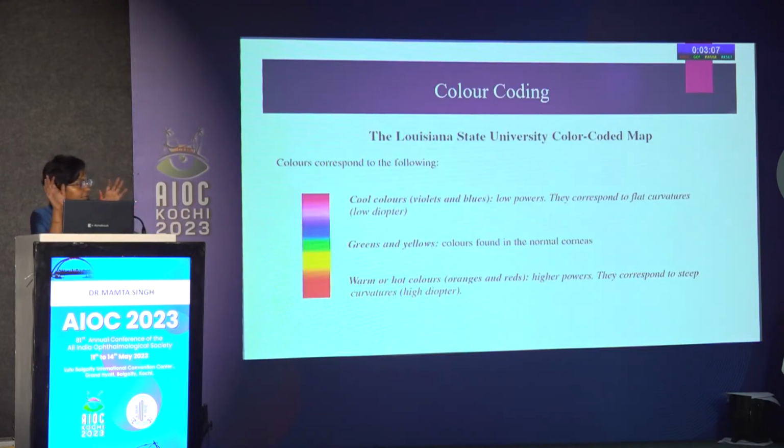Then if we shift towards the right side of the map, we have this color-coded map. This color coding is based on Louisiana State University color coding, which says that the cool colors, the violets and blue, represent flatter cornea. The green and yellow are the normal portion of the cornea, and the warm or hot colors basically represent the steeper meridians.